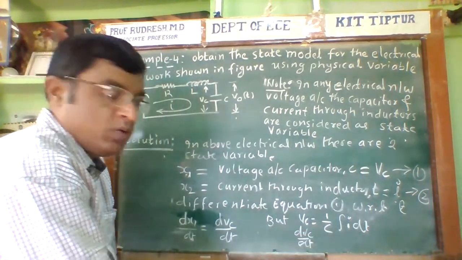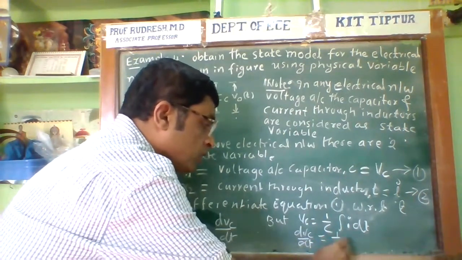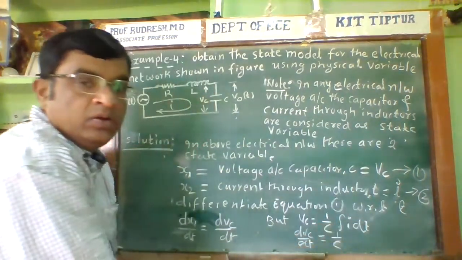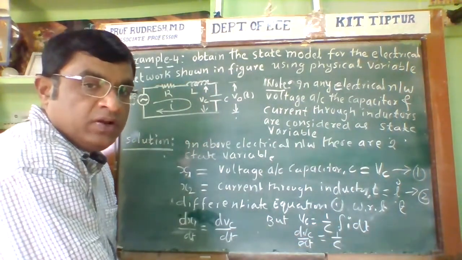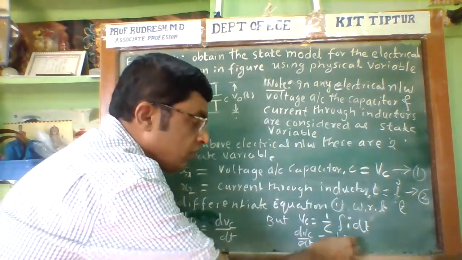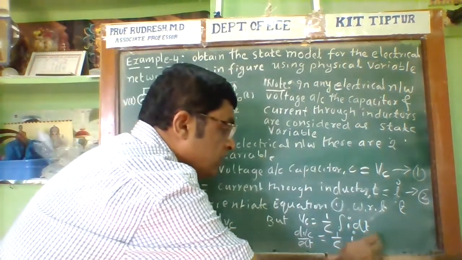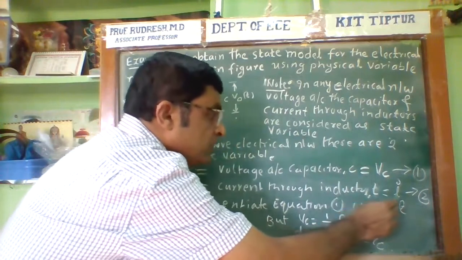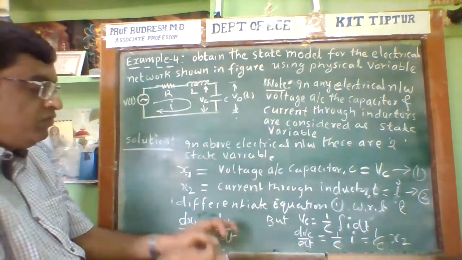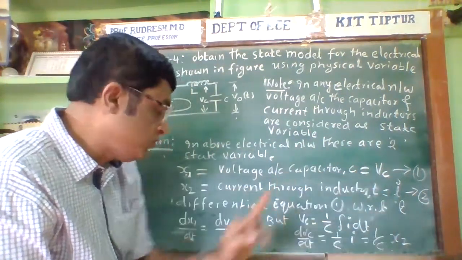it is equal to 1 by C as it is, times the integral dt. If I differentiate this, then automatically the integral dt gets cancelled. The remaining is only I. Therefore, 1 by C, and what is the value of I? I is equal to x2, because x2 is equal to I. Therefore, I is equal to x2.